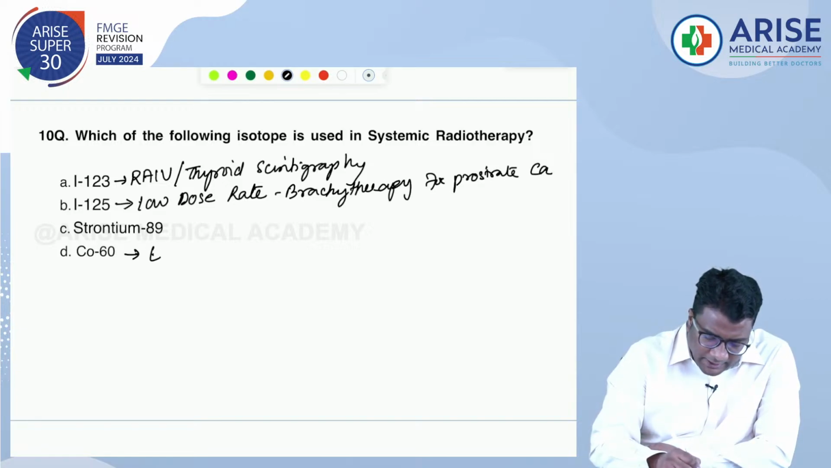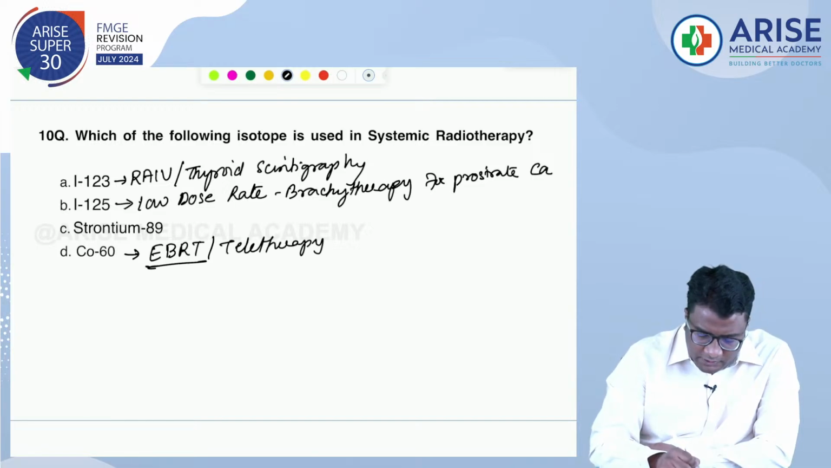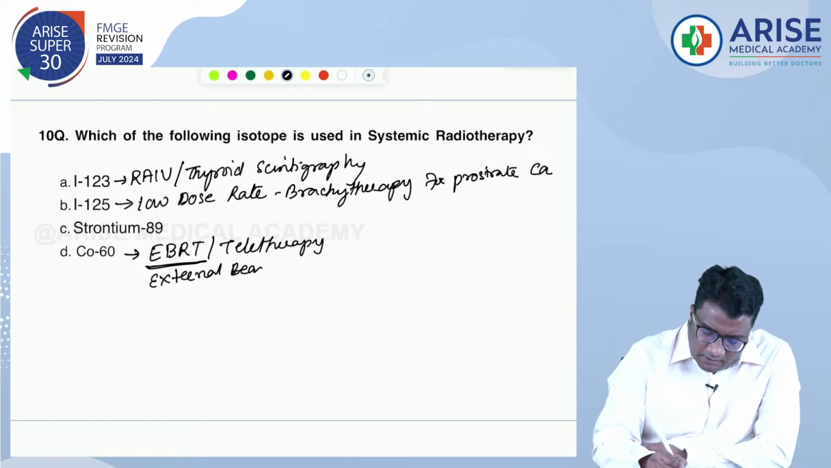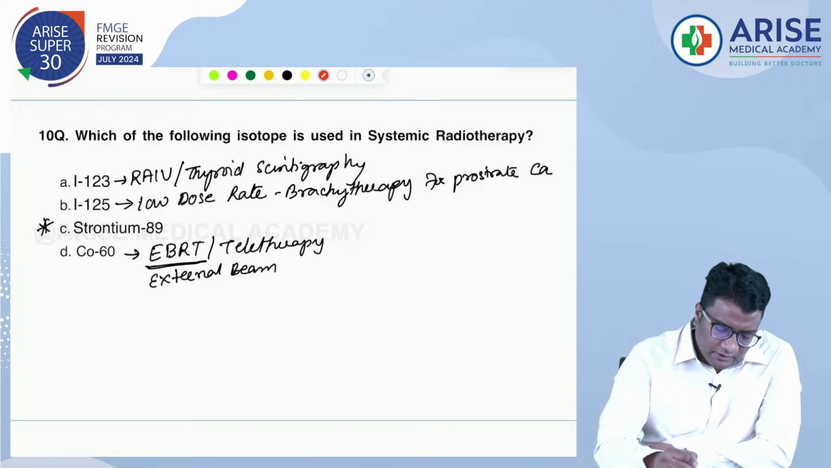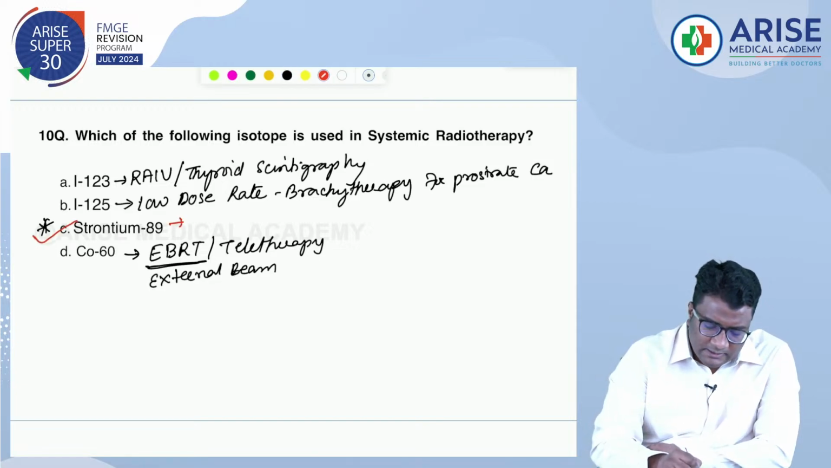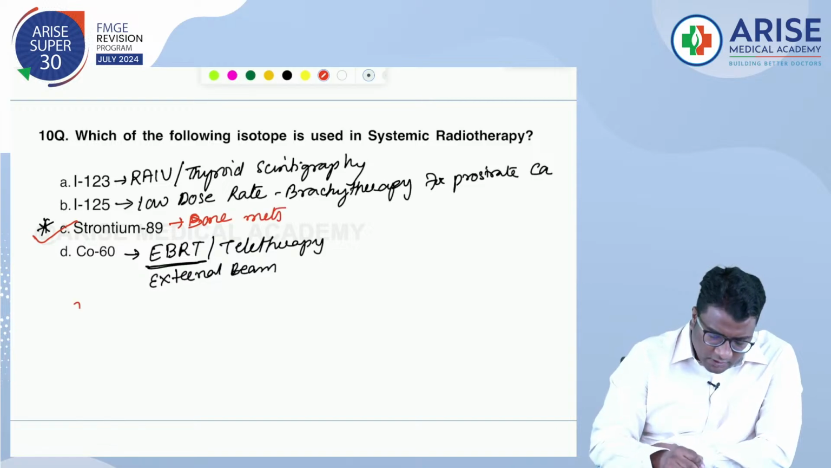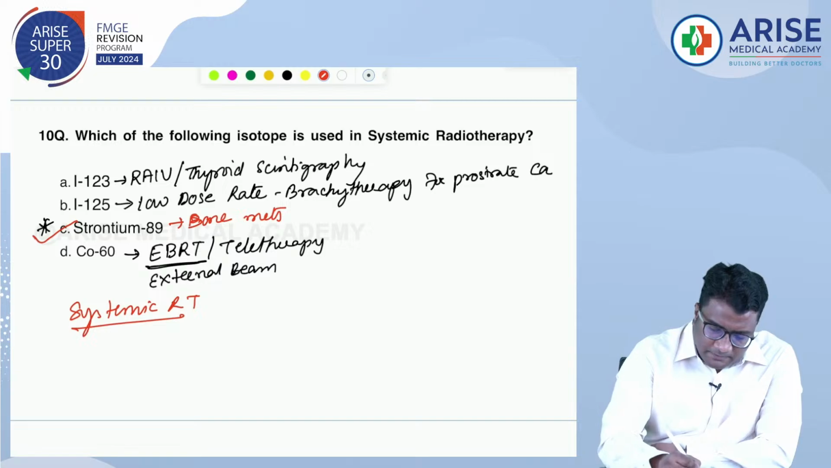Cobalt-60, this is for external beam radiotherapy or teletherapy. Right? So the most common isotope used in external beam radiotherapy or teletherapy is cobalt-60. Strontium-89 is a systemic radioisotope used for bone metastasis. Right? So when you talk about systemic radiotherapy, remember three isotopes.